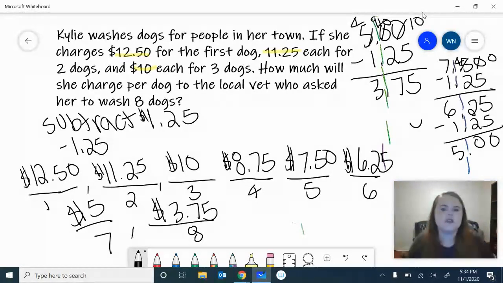So I want to go back to the problem. So the problem at the end asks how much will she charge per dog to the local vet who asked her to wash 8 dogs. She's going to charge $3.75 per dog.